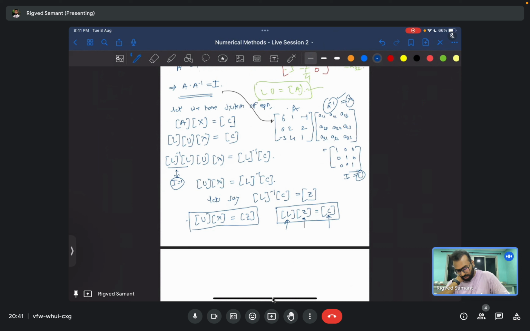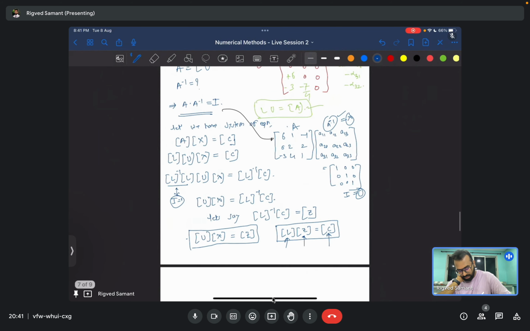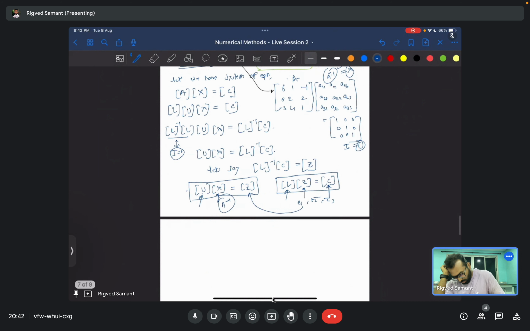Because L is a lower triangular matrix, this will be a forward substitution. We'll see how it is. Then you will get some values of Z1, Z2, Z3, however many numbers you have, and use them in this equation. You have U and Z. Again you will calculate X, and that X is nothing but your A inverse. So you have to repeat it thrice because U would be 3 by 3, let's say.